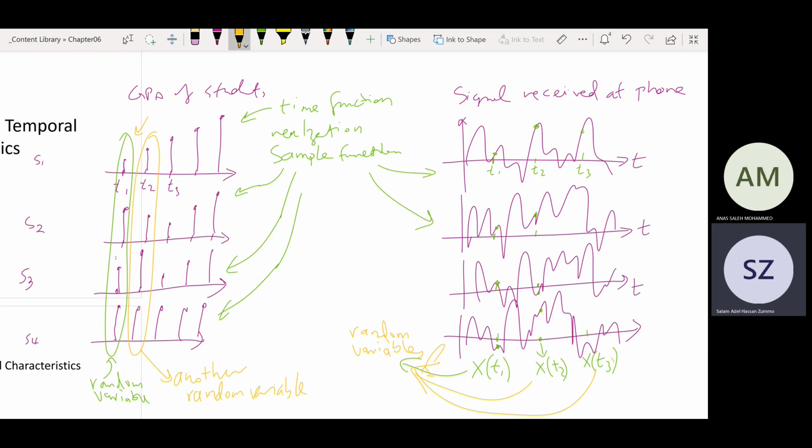Unlike in the case of chapter 3, which is random variables. Now you can have another example, weather. Yes, you can have some examples.